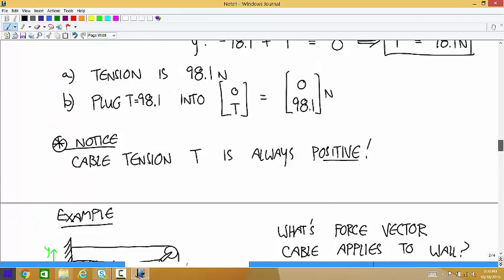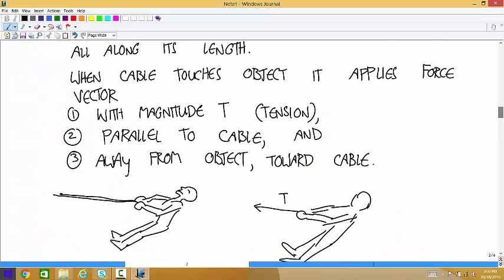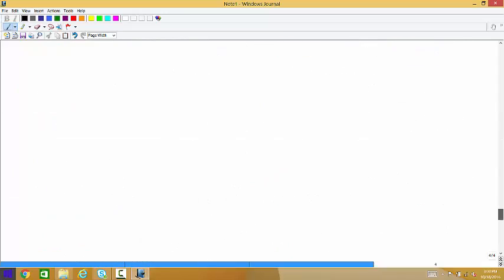When we were dealing with pulling, that pulling force was away from the chosen body toward the cable, the contacting body. So the directions of those forces are opposite, which makes sense if you think about the difference between pushing something and pulling something. You're just switching the direction of that force.